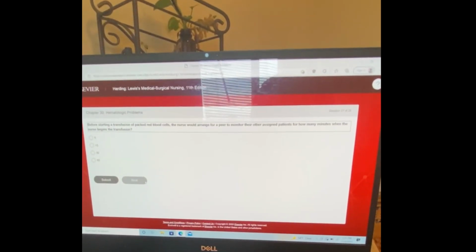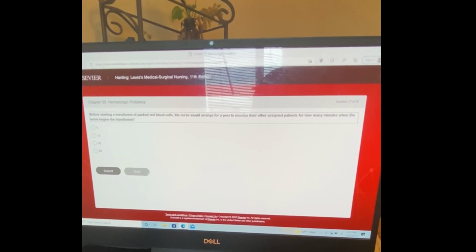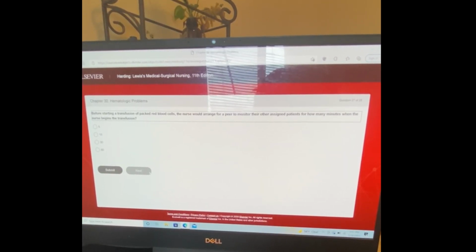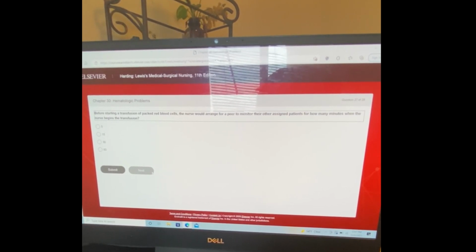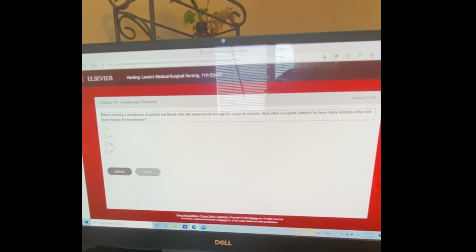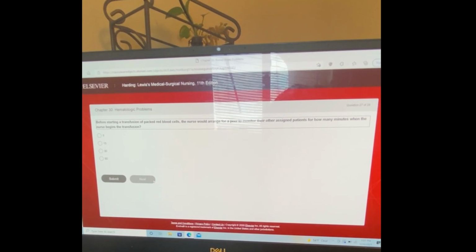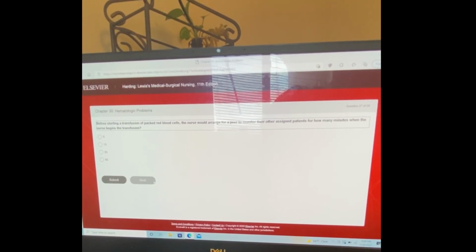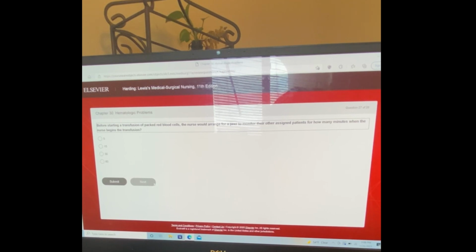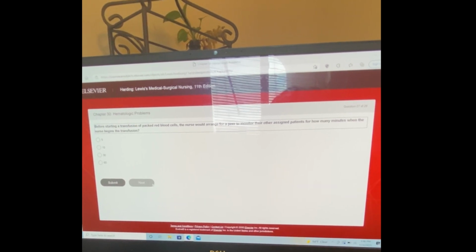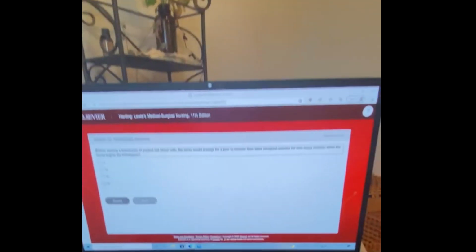Before starting a transfusion of packed red blood cells, the nurse would arrange for a peer to monitor their other assigned patients for how many minutes when the nurse begins the transfusion. Okay, so you're starting a transfusion. The nurse is arranging for somebody to monitor their other patients for how many minutes while the nurse begins the transfusion. Oh, this was part of your other question. Okay. The rationale for it. That's why you got to read all your rationales. So, the nurse would remain to monitor the patient.